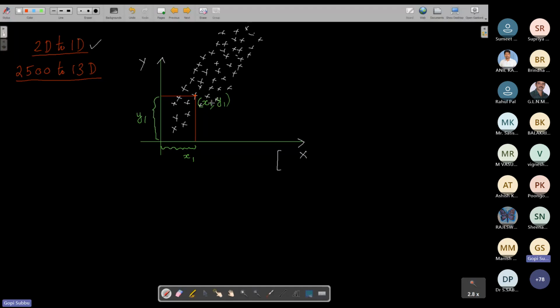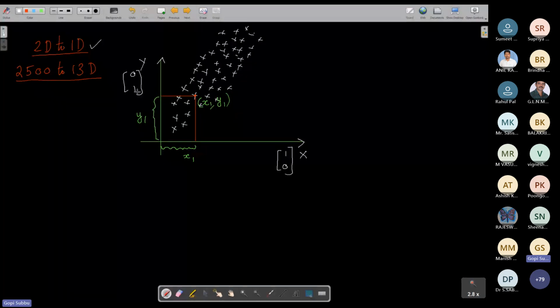Now what you see here is this point x1 comma y1, right? So that we are actually representing as the linear combination of the standard basis. Let me take a different point here, this point x1 comma y1. We have here the standard basis as 1 0, and then we have here 0 1.